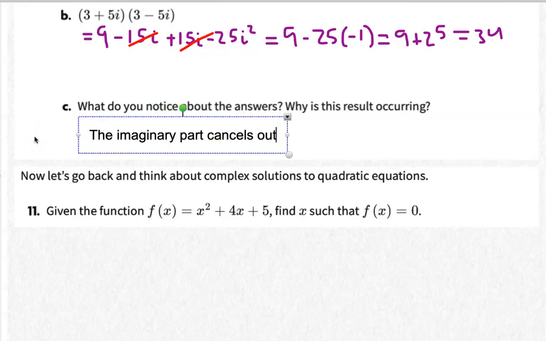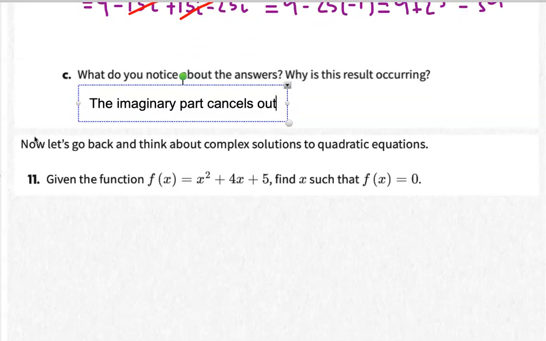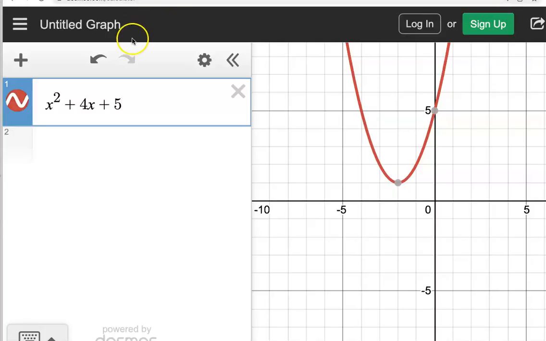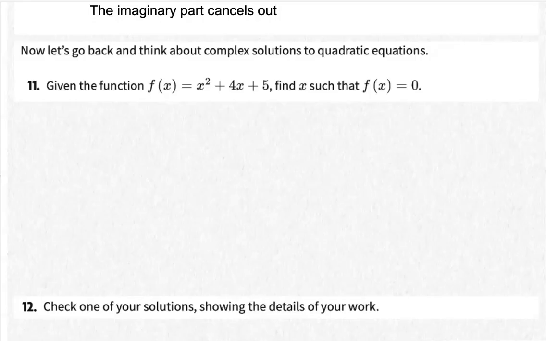Okay, so we're going to tie this all into that quadratic formula that we were talking about earlier. So it says, given the function, so here's our function, find x such that f of x equals 0. In other words, what value can I plug in for x that would give me a 0? So what you'll notice here is I just graphed that in decimals, x squared plus 4x plus 5. And notice it never ever touches the x-axis. So this is a clue for us that there are not going to be any real solutions. It's not going to be factorable. Our solutions are going to be imaginary, which is where that i is going to come in.